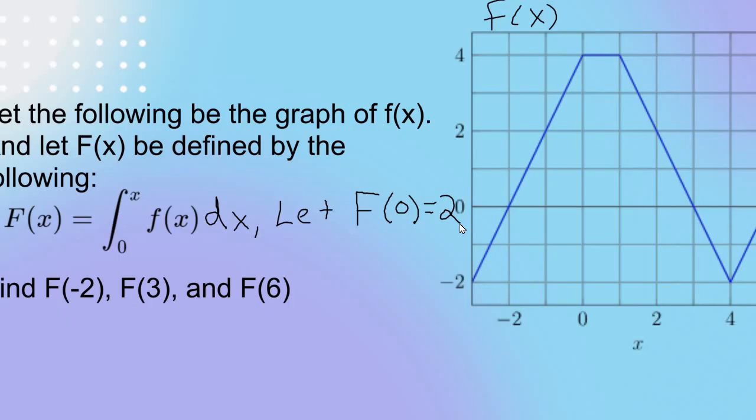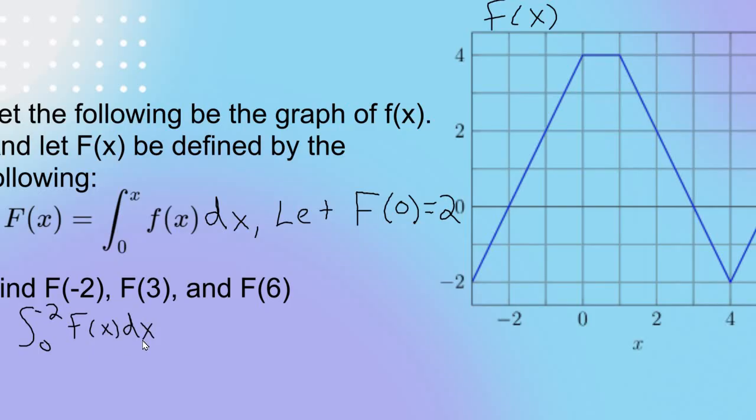Alright, so for our first one, it asks us to find big F of -2. Okay, so be careful because it is not asking us to plug in -2 for our little f, because little f of -2 is just 0. That's not our answer though. It's asking us to plug in -2 into our accumulation function. So it's asking us to go from 0 to -2 of f of x dx.